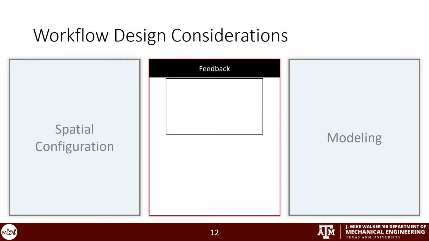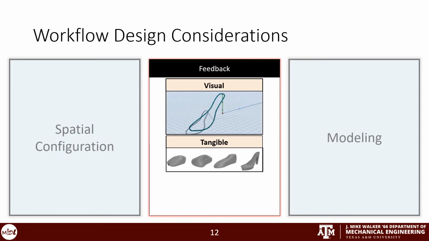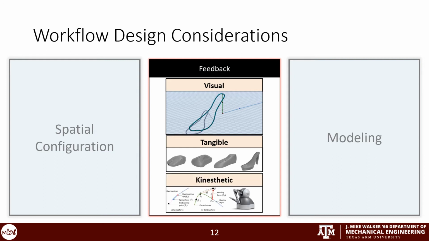The system provided three types of feedback: visual feedback through rendering of the drawn curves, tangible feedback through physical touching of the object with the stylus tip, and kinesthetic feedback by the haptic device based on the curve geometry.